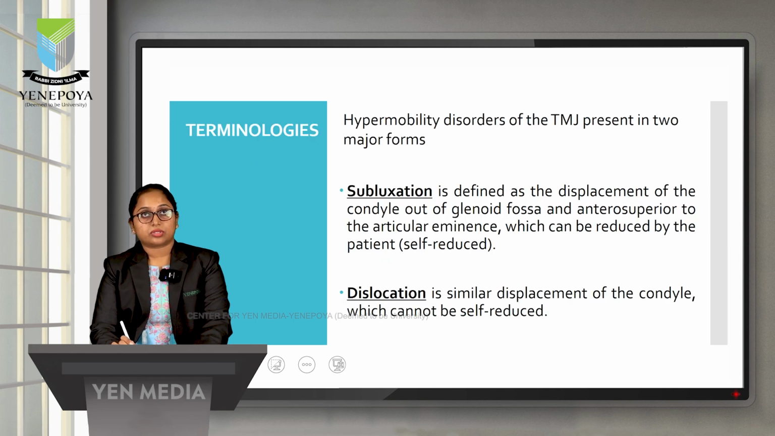Dislocation is nothing but a hypermobility disorder of the TMJ. In general, the hypermobility disorders of the TMJ present in two major forms: subluxation and dislocation. Subluxation is defined as the displacement of the condyle out of the glenoid fossa and anterosuperior to the articular eminence, which can be reduced by the patient. Dislocation is similar displacement of the condyle, but it cannot be self-reduced. That is the major difference between dislocation and subluxation. Subluxation can be self-reduced, whereas dislocation cannot.